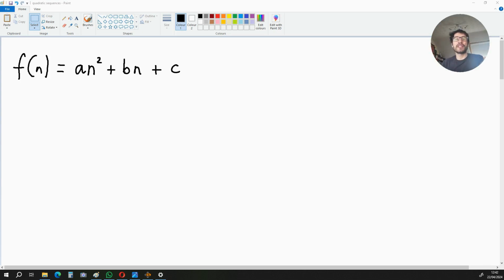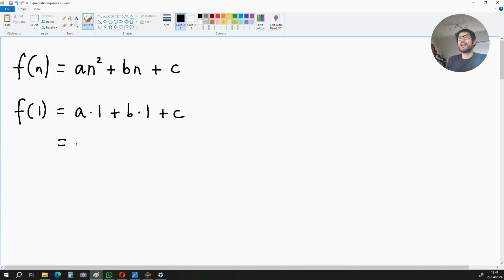Now, to find the general solution, we're going to map out a few results. We are going to turn n into 1, 2, 3, and 4. That will generate the first four terms of this quadratic sequence. Okay, so f1, that's going to give us a times 1 plus b times 1 plus c. And that is going to be equal to a plus b plus c.